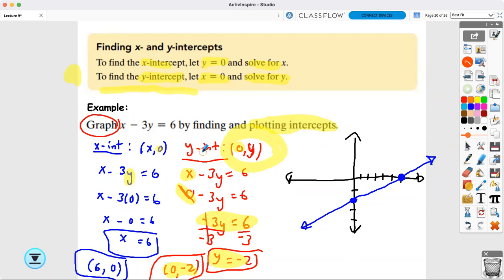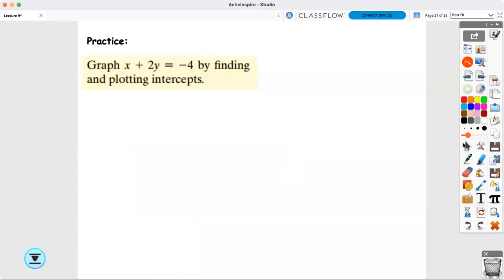So for the y-intercept, we plug in 0 for x, right? For the x-intercept, we plug in 0 for what? Y. There you go. And we're gonna get comfortable with it, because I want you to try it out for this practice problem.